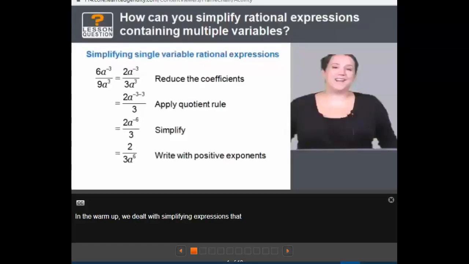Now move on to the next page. Make sure you are filling in the blanks, the lesson question, and the blanks for slide 2 on your guided notes.